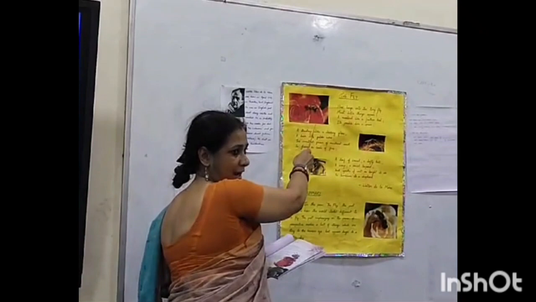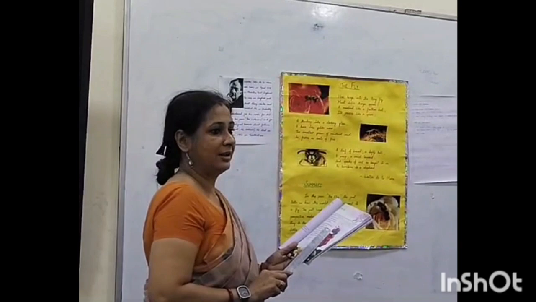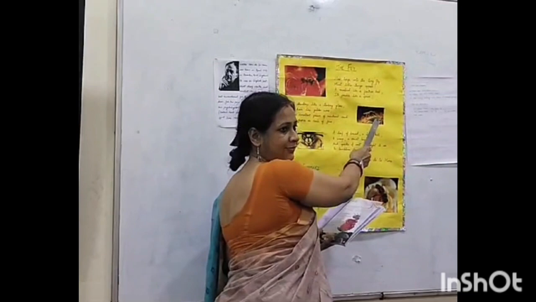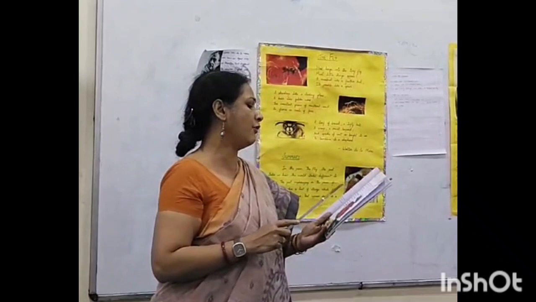Now come to the next line. The dewdrop like a looking glass, a hair like golden wire. Can you see the dewdrop? Dewdrops are very small; in the winter season we can see them. But for this fly, these dewdrops are like a mirror. It sees its face there. Now, the smallest grain of mustard seed appears as a coal of fire.